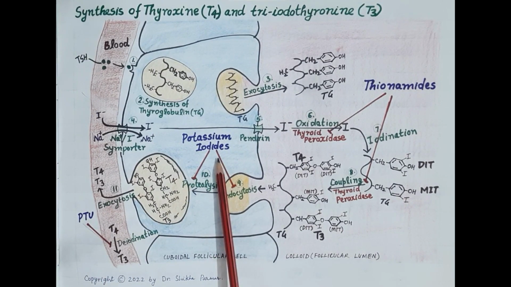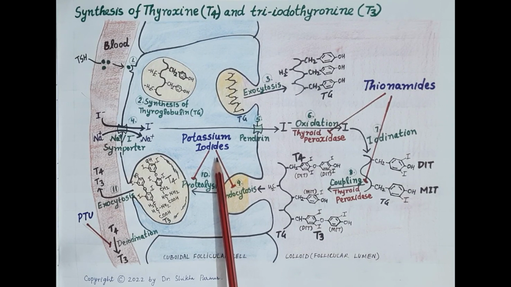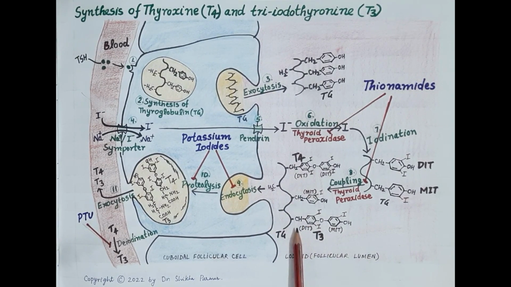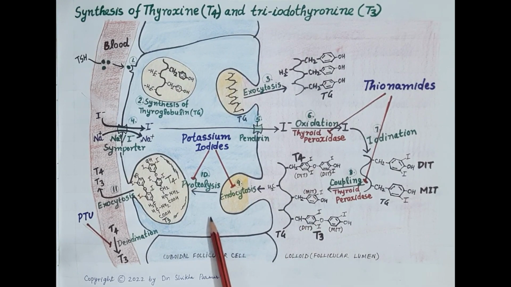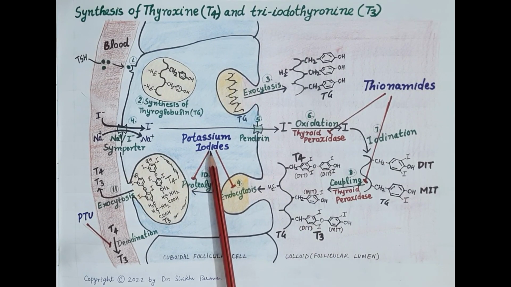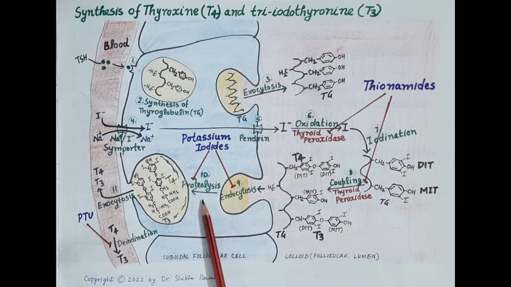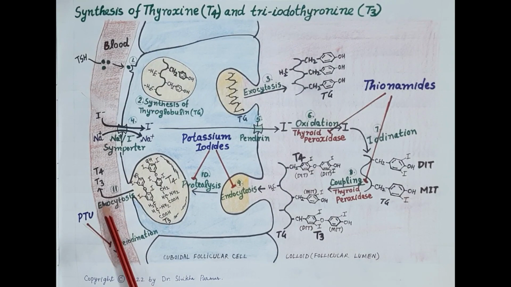Now, drugs like oral potassium iodide, that is Lugol's iodine, then saturated solution of potassium iodide, inhibit the process of endocytosis of this thyroglobulin complex with T3 and T4. So, this prevents the entry of this thyroglobulin complex from the lumen into the cuboidal cell. Now, these iodides also inhibit the process of proteolysis. So, T3 and T4 are neither cut from the thyroglobulin complex nor are they released in the blood.